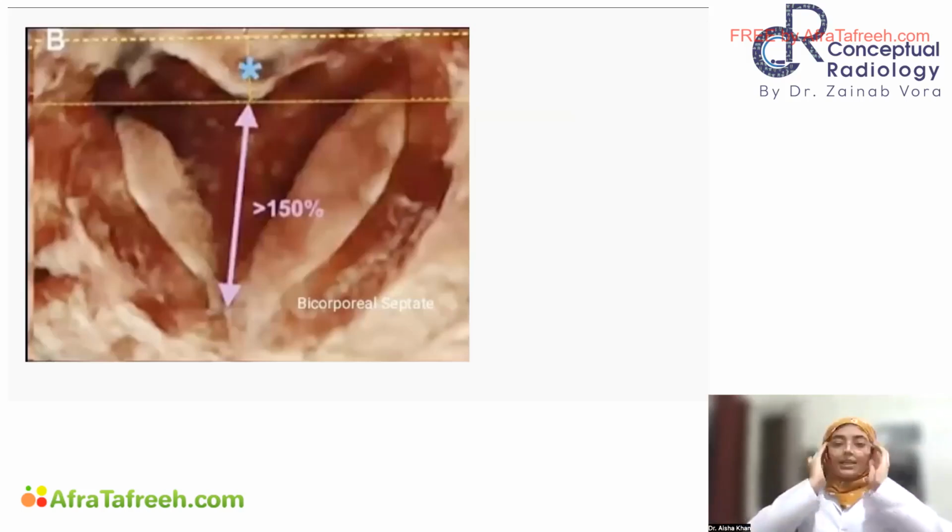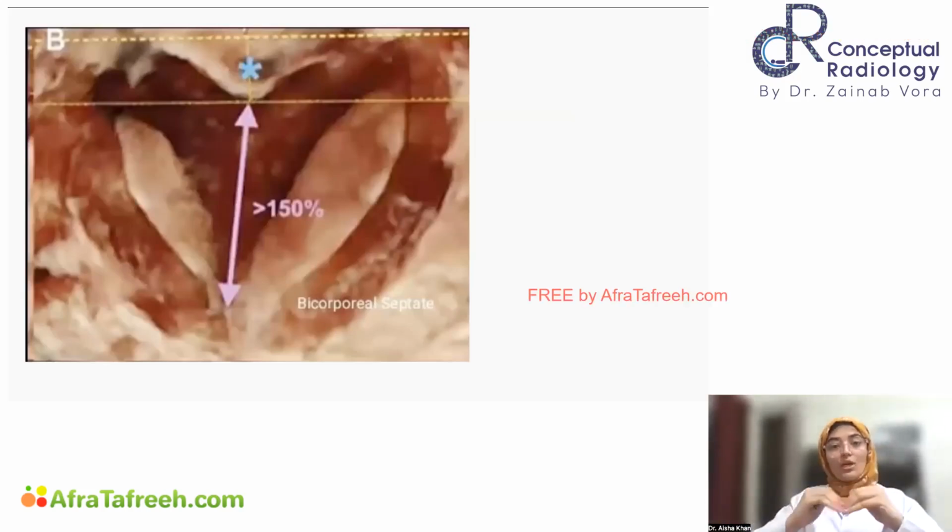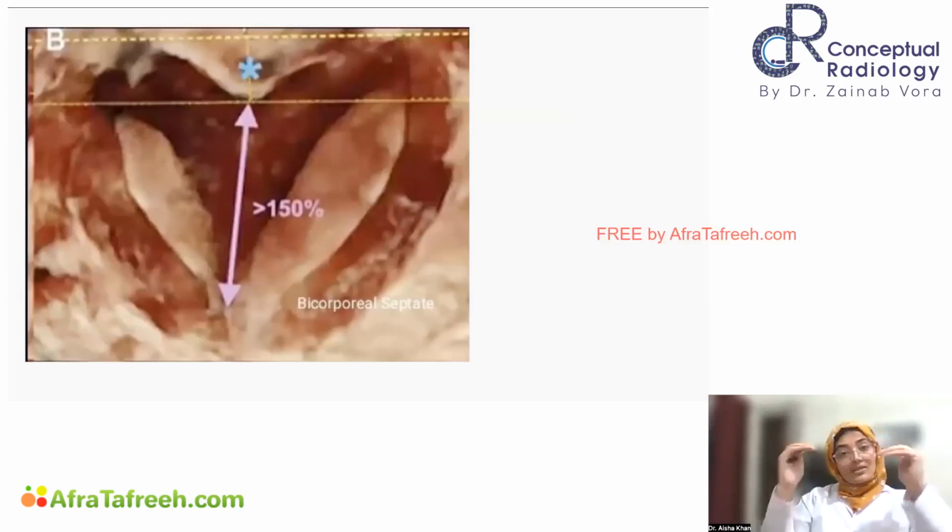ठीक है. ये एक और anomaly है जो मुझे बहुत fascinating लगती है, bicorporeal septate. That means there is heart shaped dipping also, but if you see inside, there is a septum which is further separating the two cavities. तो external clefting भी है और internally भी there is a septum which is separating the two endometrial cavities. So bicorporeal septate.